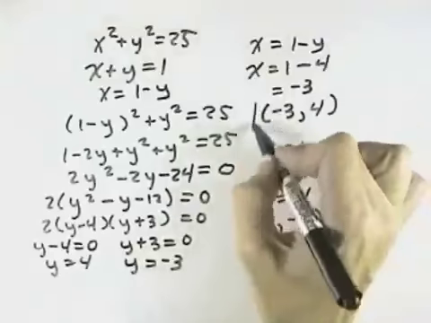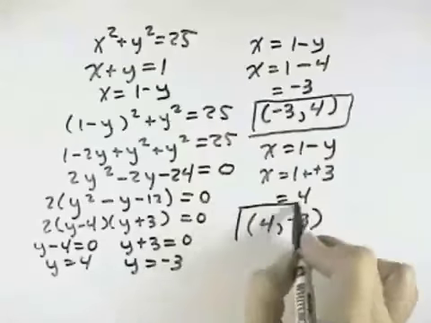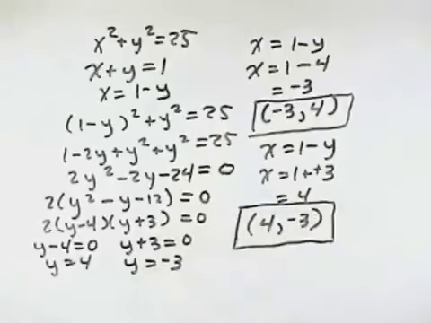So I have two solutions. I have the solution x equals negative 3, y equals 4. And I have the solution x equals 4, y equals negative 3.